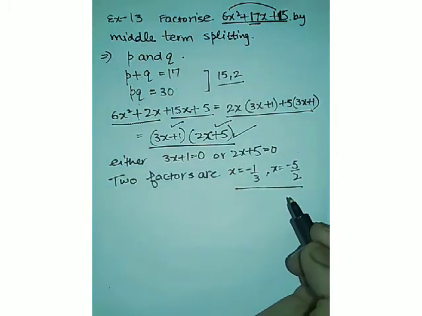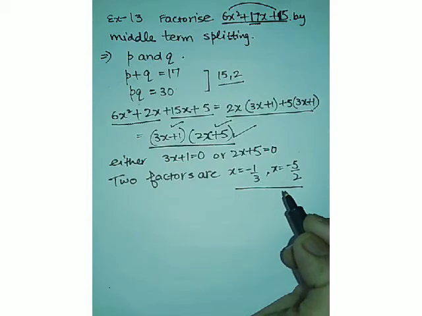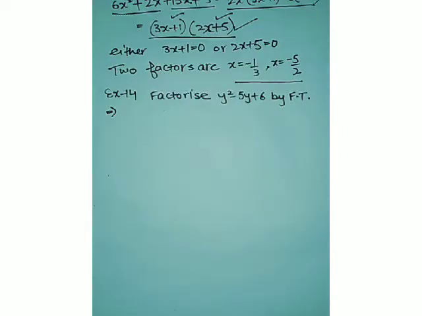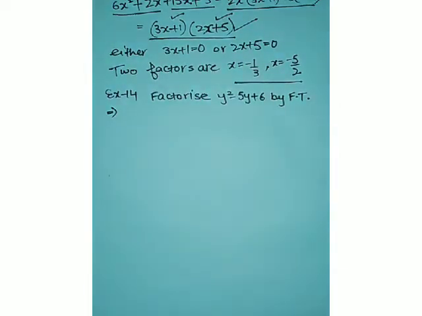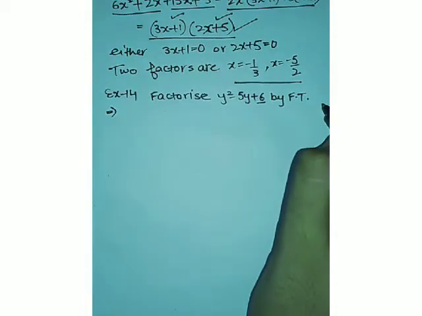It's a bit easy. And now we are going to apply factor theorem. It's not mandatory that you have to use factor theorem or middle term splitting. You can use any one method in which you are comfortable. We have to factorize y square minus 5y plus 6 by factor theorem only. It's very easy. Just observe the constant term. It is 6.